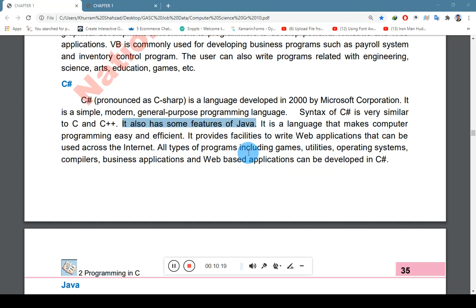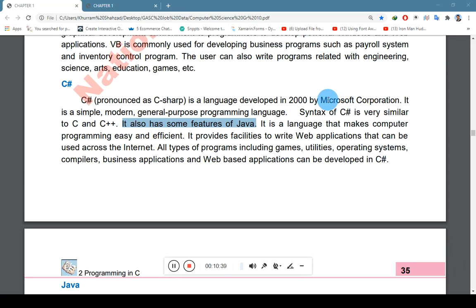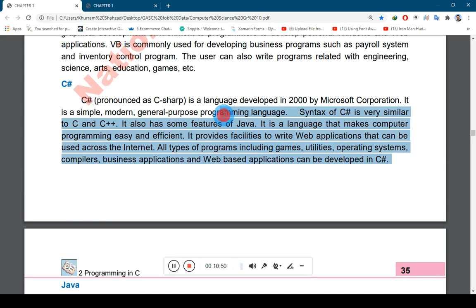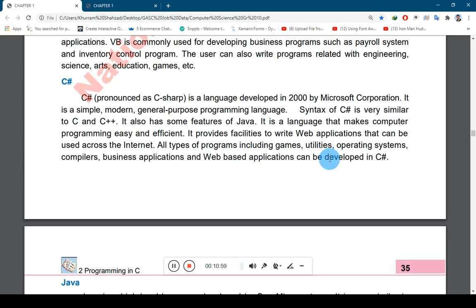It provides facilities to write web applications that can be used across the internet. All types of programs including games, utilities, operating systems, compilers, business applications, and web-based applications can be developed in C Sharp. So C Sharp is actually the language which can do all the things, and it is developed by Microsoft Corporation. So C Sharp is actually the challenging language to Java. So C Sharp is the actual advanced version of C, C++ and VB. So C Sharp will be preferred in all cases.